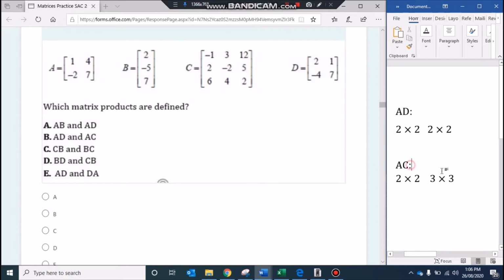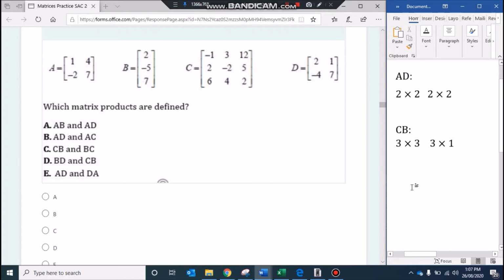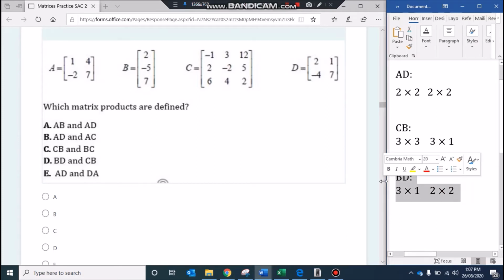Let's try option C. Is CB going to be defined? C is a 3 by 3 and B is a 3 by 1. So yep, CB is good. Is BC good? 3 by 1 matrix multiplied by a 3 by 3 matrix. So nope, middle numbers not the same. BC is not defined. Let's move on to option D. Is BD defined? B is a 3 by 1 matrix and D is a 2 by 2 matrix. So nope, BD is not defined.